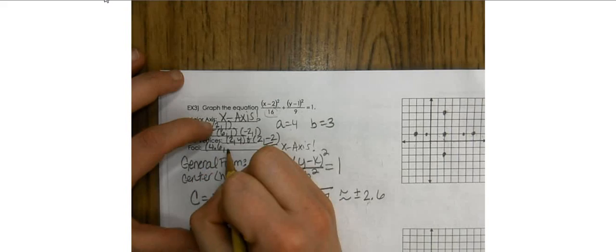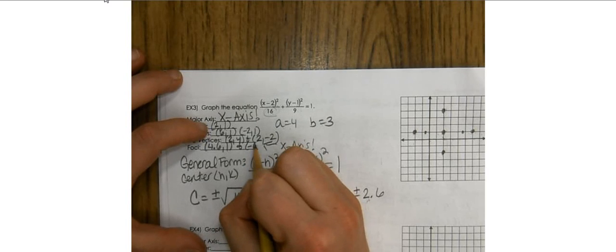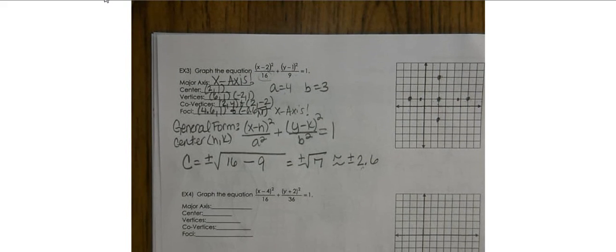So 2 plus 2.6 is 4.6, 1. And 2 minus 2.6 is equal to negative 0.6, comma 1. And that represents your ordered pairs for your foci. So now I'm going to draw a smooth curve going through all of my points. And there is my ellipse with my two foci.